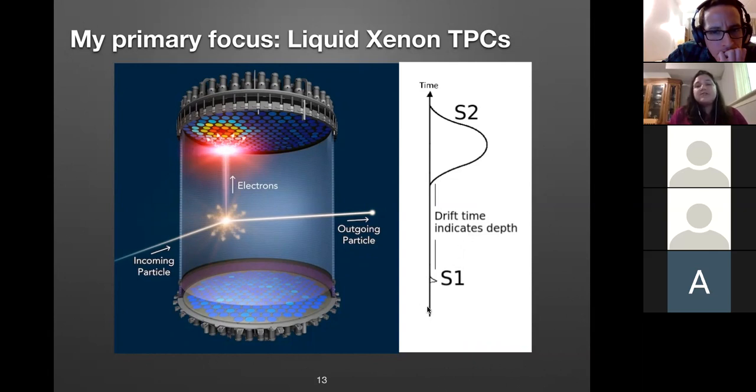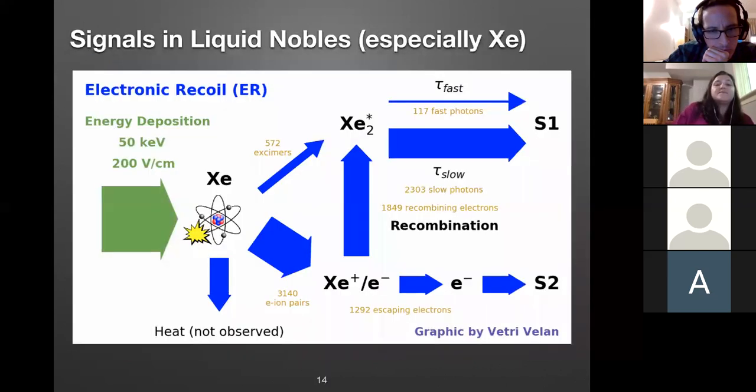We like these two signals because S1 correlates with how much light we saw, S2 correlates with how many electrons we saw, and the ratio between them tells us the difference between an electronic recoil and a nuclear recoil. So we deposited some energy, it hit an electron, the electron bounces and hits multiple other electrons in xenon, and we lose some energy to heat that we don't see. We lose some energy to the ionization of those electrons, and it becomes an S2 signal.